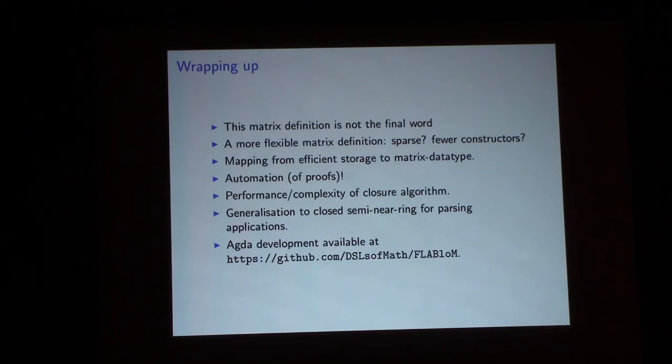And something we did not look at was the performance or the complexity of the closure algorithm. So we don't know if it's efficient or it just does what we want, right? And as I said, if you want to do parsing using the Valiant algorithm, we would have to generalize to the closed semiring. Okay, if you want to have a look at the code, it's available online. And yeah, that's it from me.